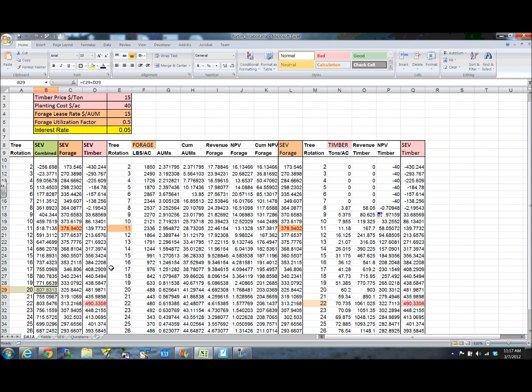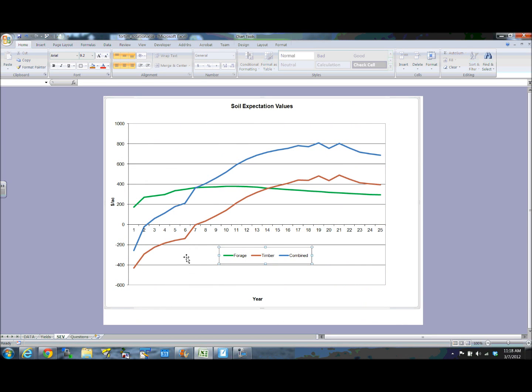So if we look at what's happening on the SEVs from this, in other words, the graph we're going to look at now is graphing these SEVs through time. Here's what we've got. Here's the timber SEV, peaks out about $500 or so. Here's the forage SEV. It peaks out $400 or so.